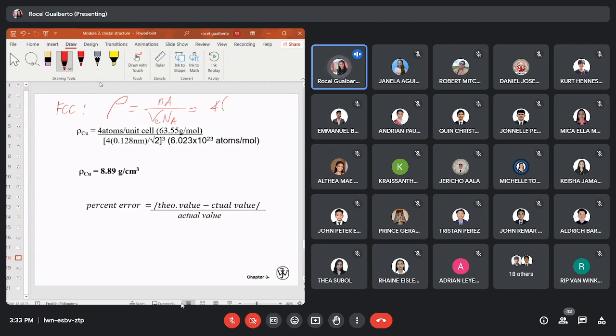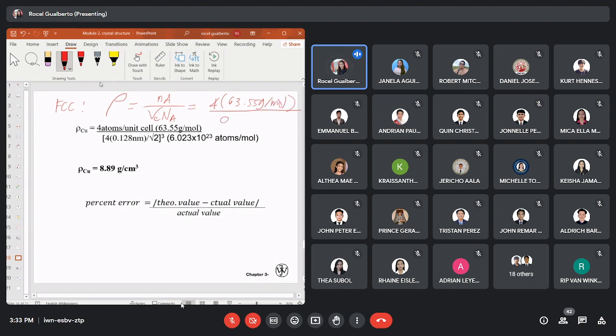What is the atomic weight? That would be 63.55 AMU or grams per mole, divided by, what is the Vc? It would be a cube, since it is a cube for an FCC. And then NA would be the Avogadro's number, 6.023 times 10 to the 23. This is the value of your atomic weight. This is N, and you look at this one.